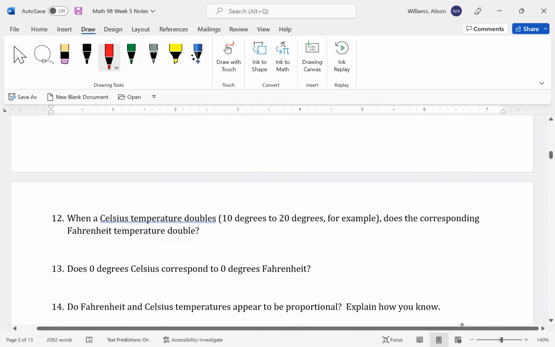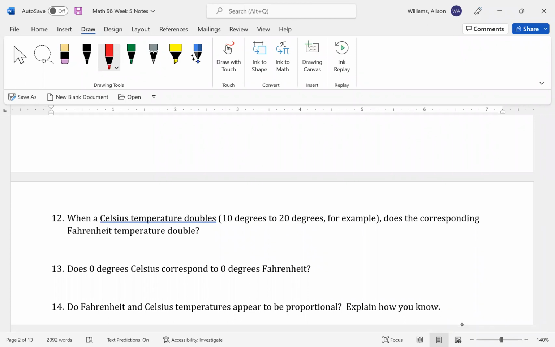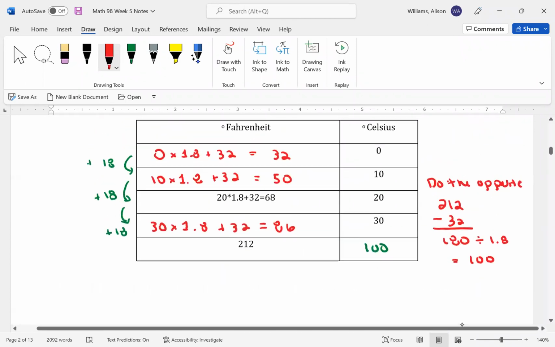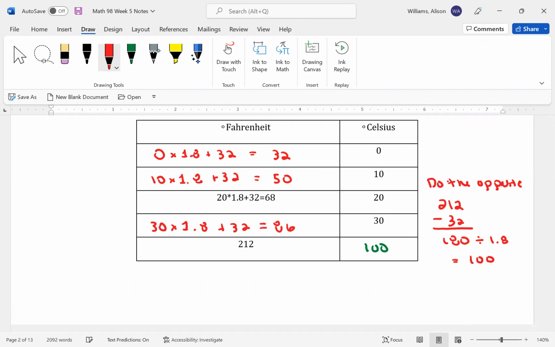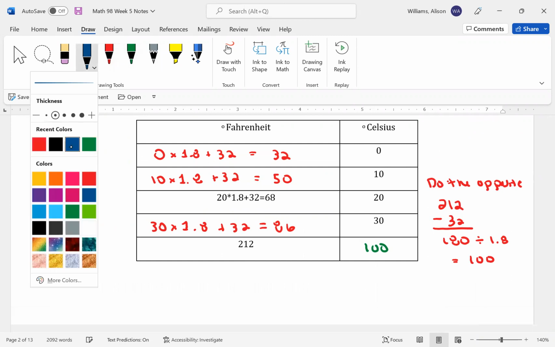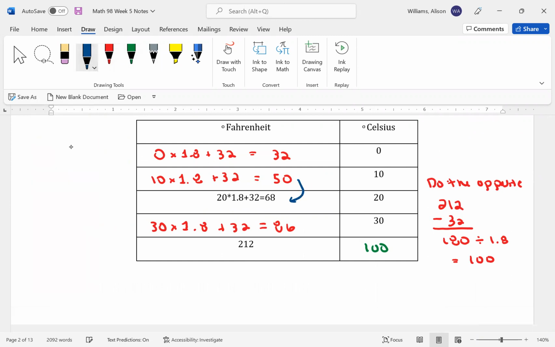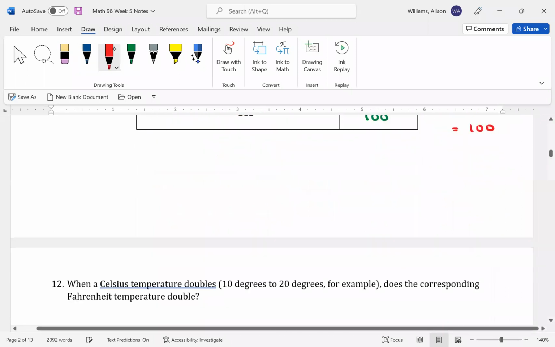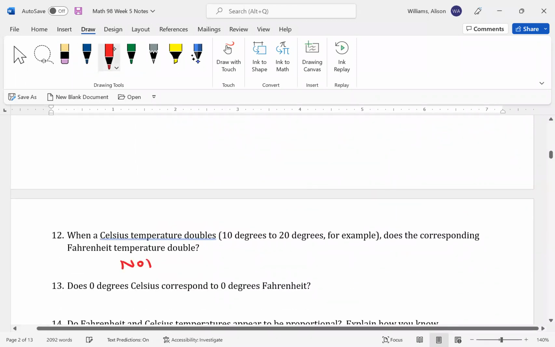When Celsius temperature doubles from 10 degrees to 20 degrees, does the corresponding Fahrenheit temperature double? And the answer is no, it didn't double. It increased by 18, going from 50 to 68, right? That's what we're referring to here, 50 to 68. Let me select the blue pen. This is not double, even though this doubled. So that is indicator number one that it's not proportional. So no, it didn't.